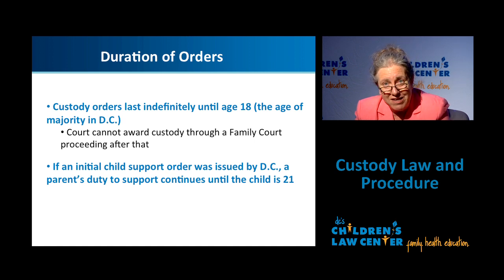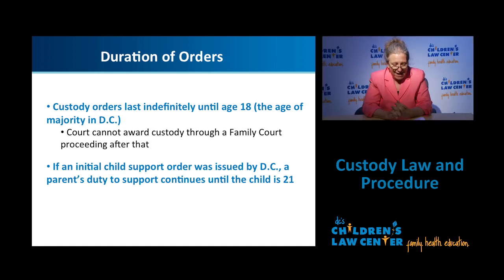I do want to mention, though, because it often comes as a surprise, that if a DC court is the first court to enter a child support order, that order lasts until 21. A parent's duty to support a child under DC law lasts until the child is 21, even though the age of majority is 18. And there really aren't any exceptions to that. You have to be genuinely emancipated, which under DC law means really, truly self-supporting. And you don't see emancipation situations very often.